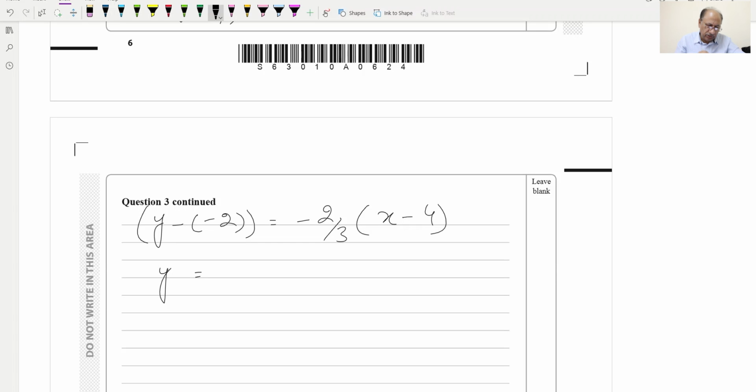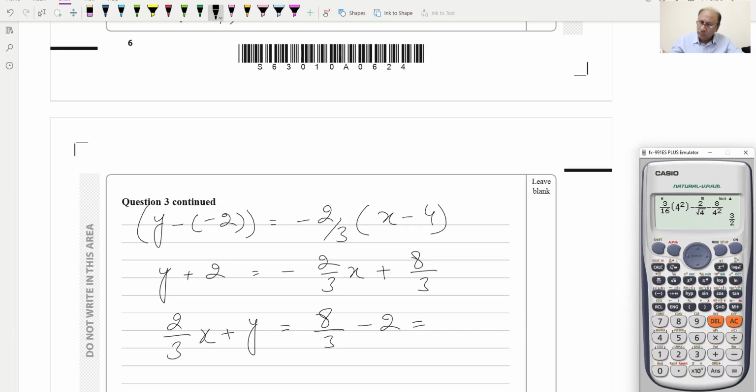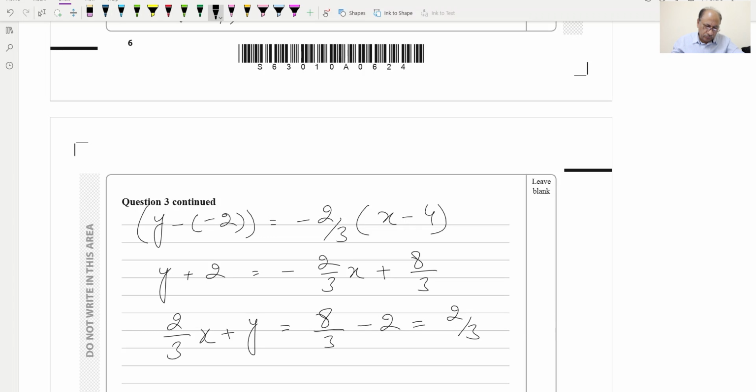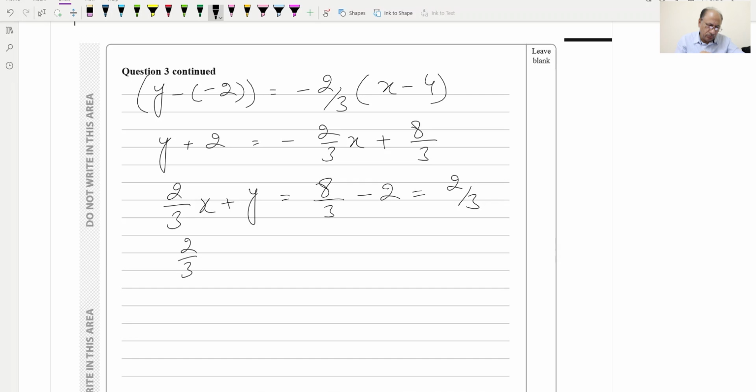I will write one step: y plus 2 is equal to minus 2 by 3 x, plus this will be 8 by 3. Now we can shift this 2 to the other side, and x also to this side, so 2 by 3 x plus y is equal to 8 by 3 minus 2, which will be equal to 2 by 3. So we can multiply the whole equation. Our equation is 2 by 3 x plus y minus 2 by 3 is equal to 0. So multiply the whole equation by 3 and we will get 2x plus 3y minus 2 is equal to 0, and this will be the equation of the normal which we found.